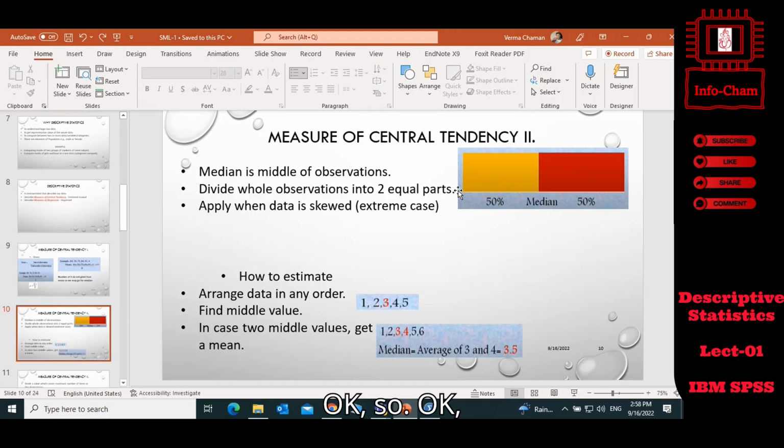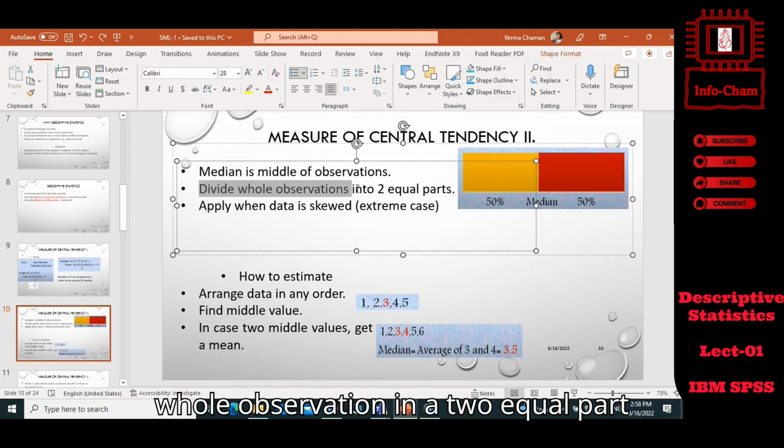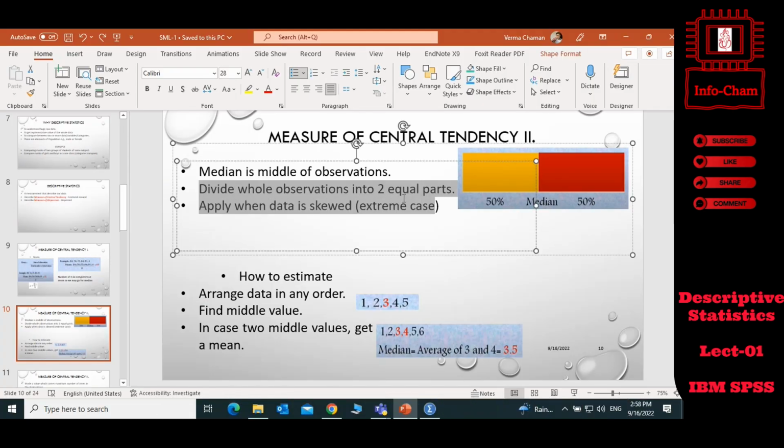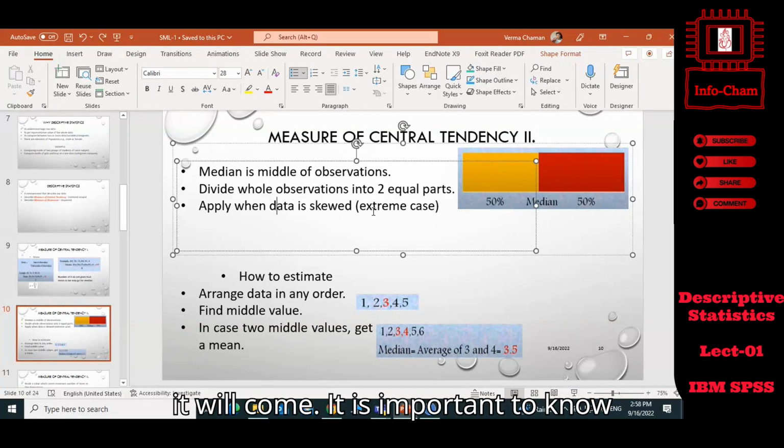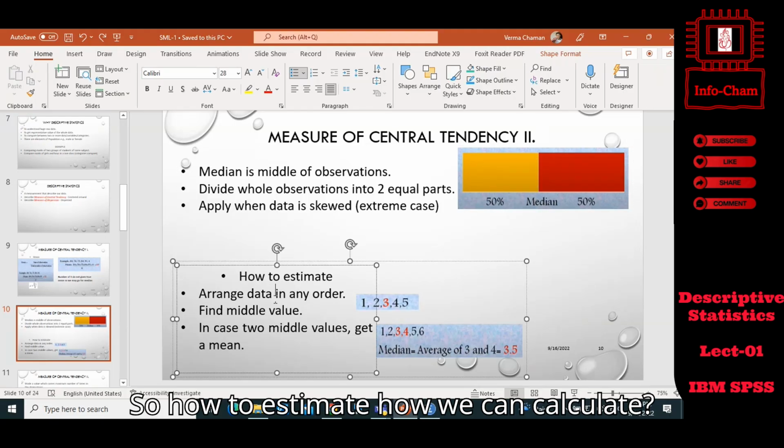Okay. So, the median is the middle value of the observations. How can we find it? Divide the whole set of observations into two equal parts. It applies when the data is skewed. I will talk about skewness very soon, maybe now or maybe next week. It is important to know about the data property of skewness. So how do we calculate it?